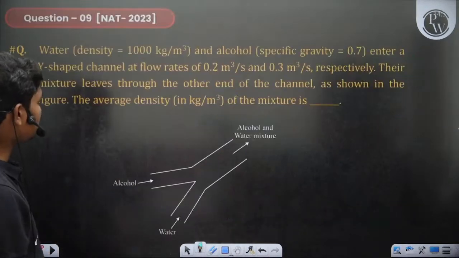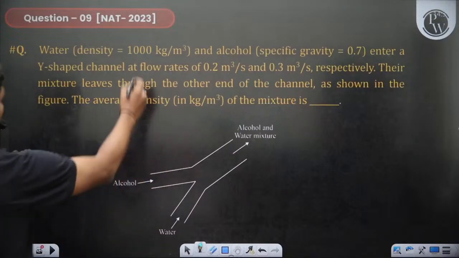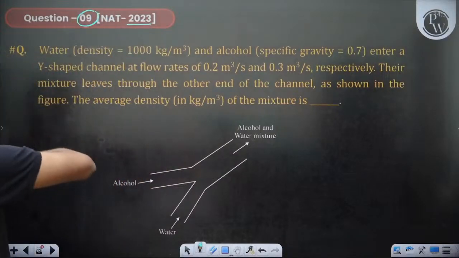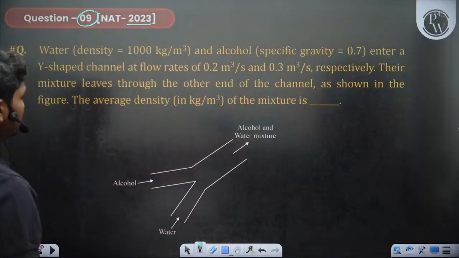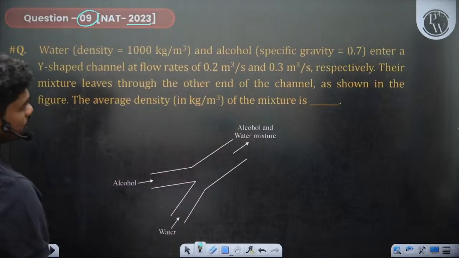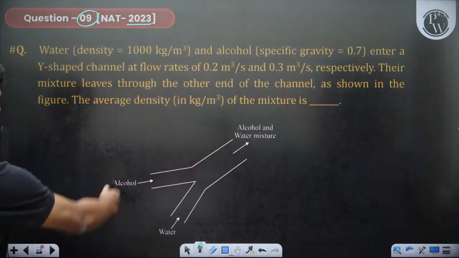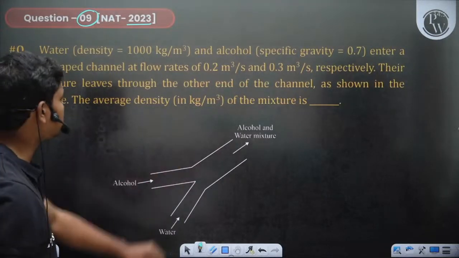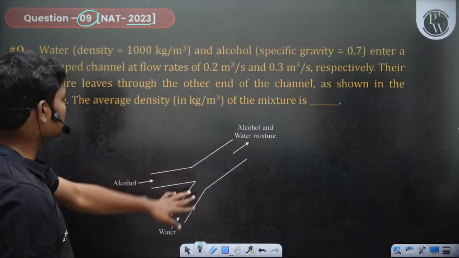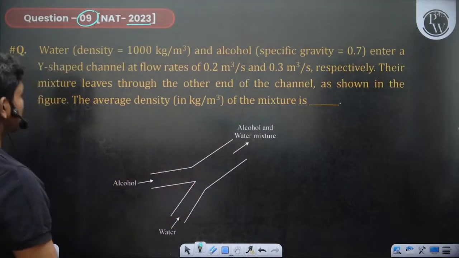A lot of time has gone into this question. Now let's see, this was a question from last year, 2023. Water of density 1000 kg per meter cube and alcohol of specific gravity 0.7 enter a Y-shaped channel at a flow rate of 0.2 meter cube per second and 0.3 meter cube per second respectively.